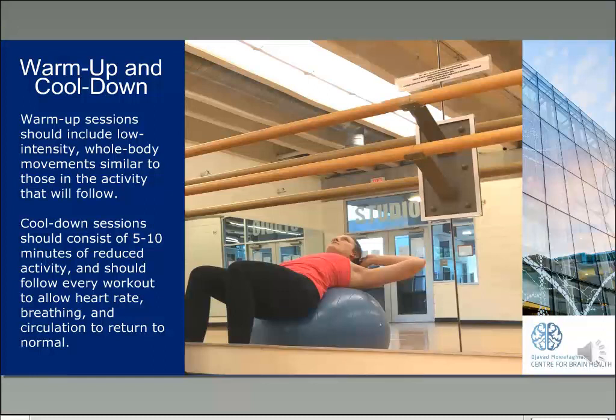A cool down consisting of 5 to 10 minutes of reduced activity should follow every workout to allow your heart rate, breathing, and circulation to return to normal. For example, if you're doing a cardio workout, you could begin your cool down by moving at half speed for about 30 seconds to a minute and continuing to reduce your exertion levels before stopping exercise completely.